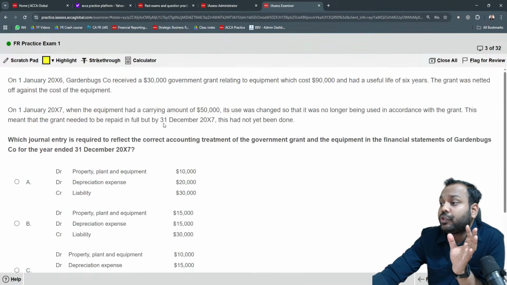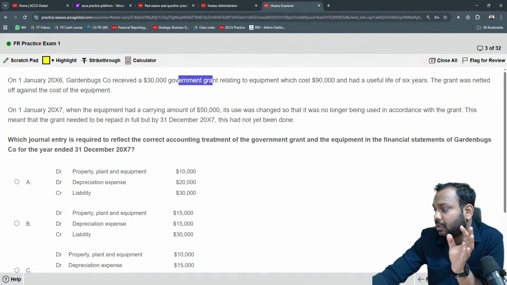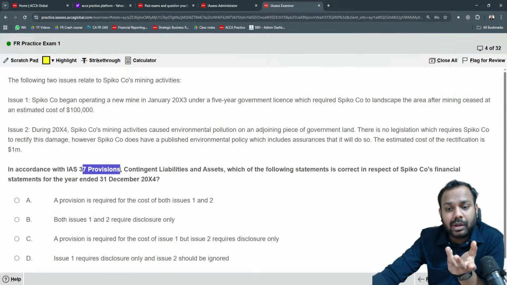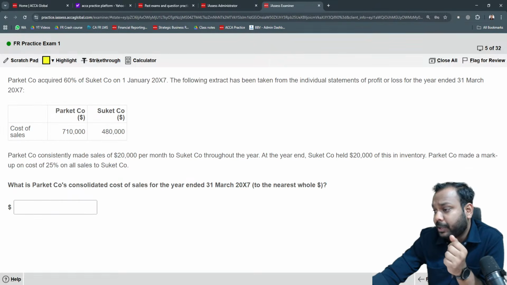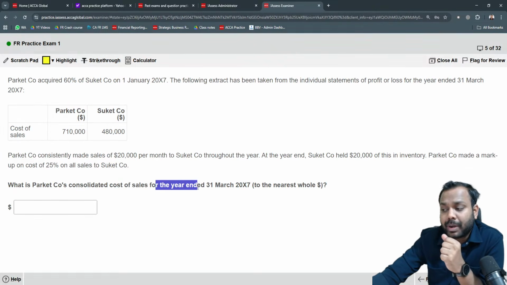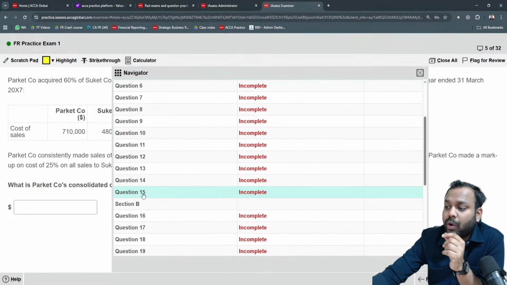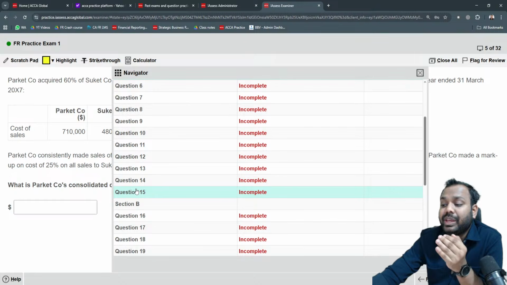Next, this question is from government grant. Next, this question is from provisions. Again, different standard, different chapter. This question is from group accounting, different chapter. So what I'm trying to say, if you see here, section A has total of 15 questions. And all these questions are independent of each other.